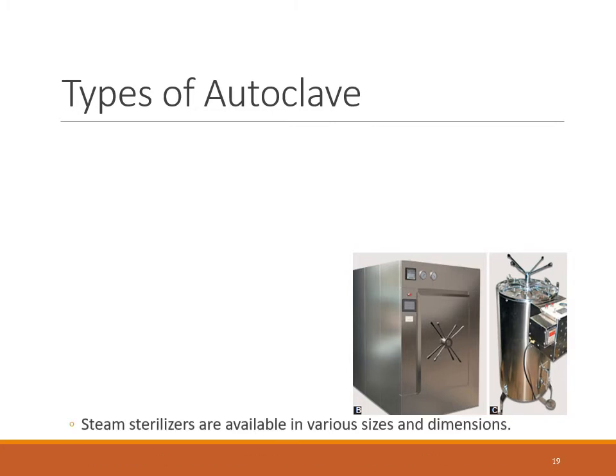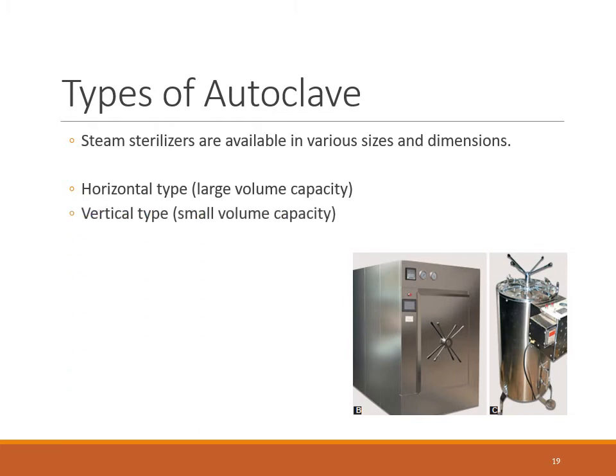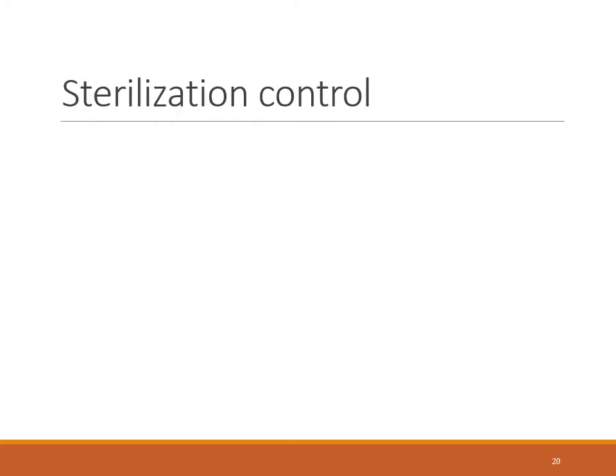Then the types of autoclave. Steam sterilizers are available in various sizes and dimensions. The first is the horizontal type, which has a large volume capacity. It is used in CSSD, large size laboratories and biomedical waste treatment. Then the second is the vertical type, which has a small volume capacity. It is used for small size laboratories.